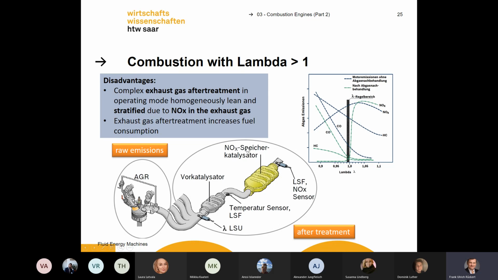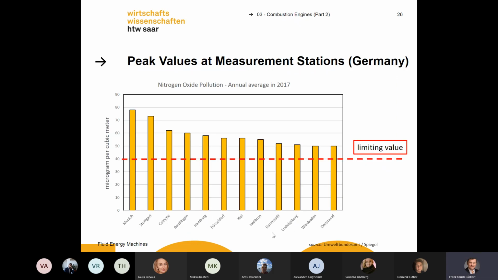This is a system without urea. You can also have a system where urea is injected here at this position, and this helps to clean up the process. Okay, a bit more complicated.